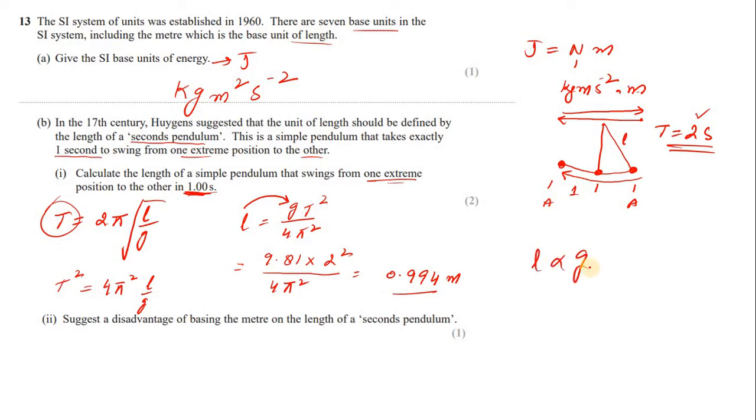Length is proportional to g, and you know that this value of g, gravitational field strength, keeps changing from place to place. That means the length of the second pendulum keeps changing. So we cannot use the second pendulum as a base unit to define the length.